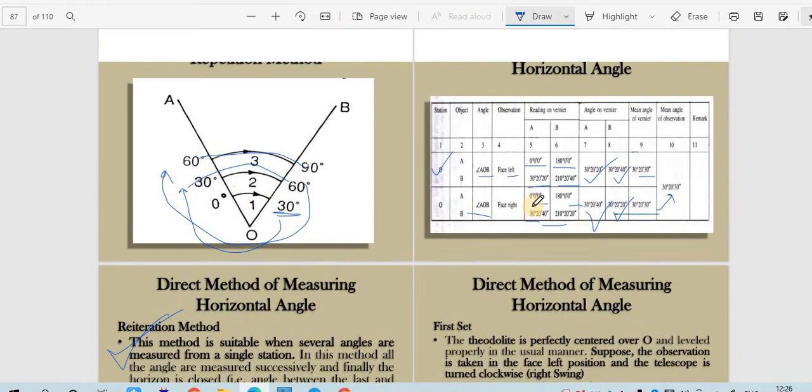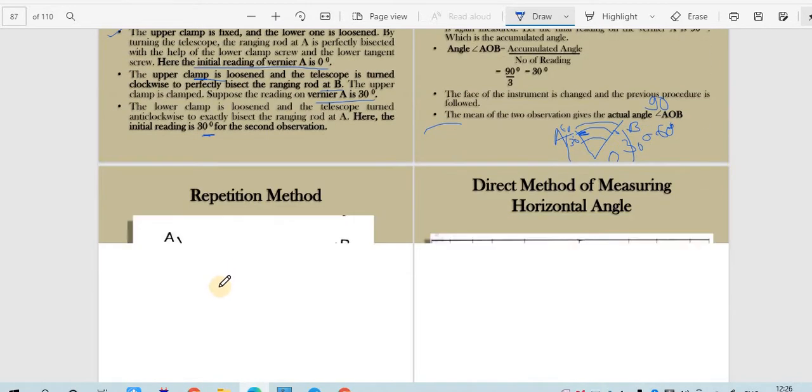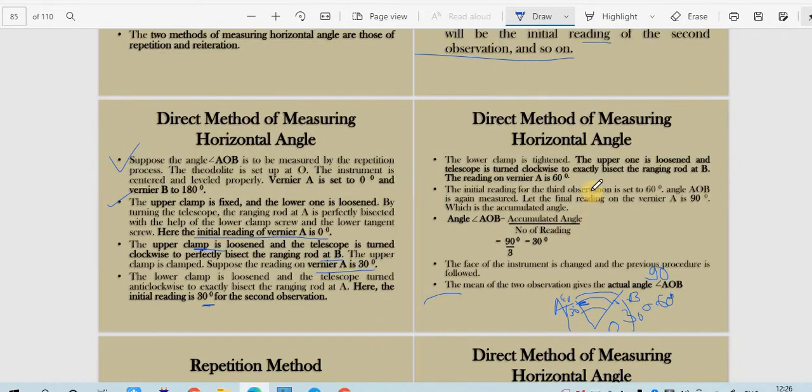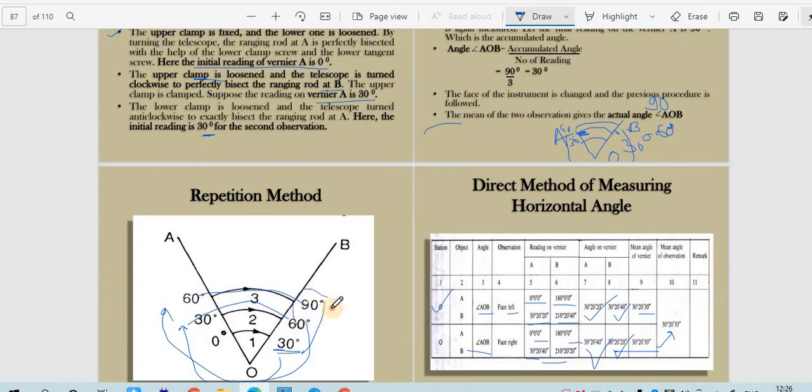Sorry, this is your repetition method. So in this repetition method, what you have to do, you have got these three values. So you will have to accumulate this angle. You can see that this is the formula given in order to calculate the angle. For this you have to take the final reading. The final reading was coming out to be 90 degrees, and you have made 3 observations, so you will divide 90 by 3. That will give you the actual angle of AOB.